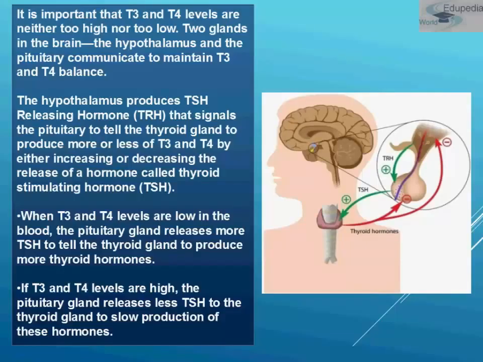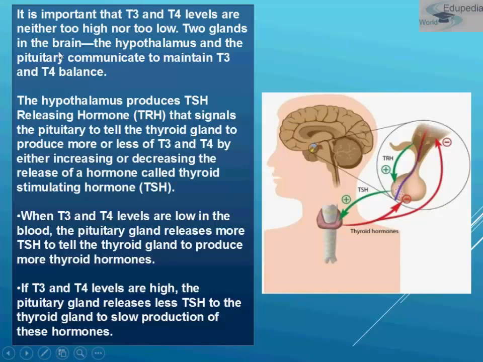It is important that T3 and T4, that is triiodothyronine and thyroxine respectively, are neither too high nor too low, because excessive secretion can cause a disease, and decreased secretion can also cause a disease. So the level should not be too high, not too low.